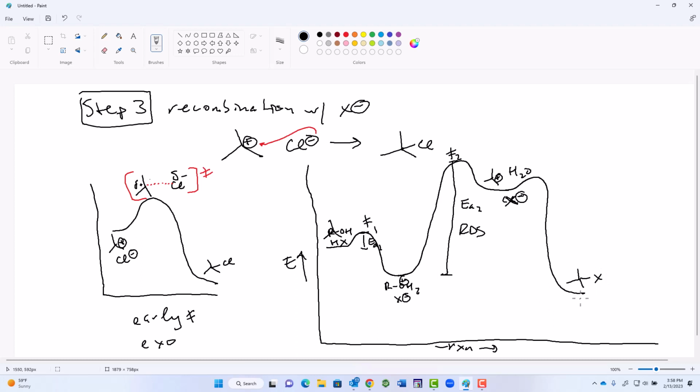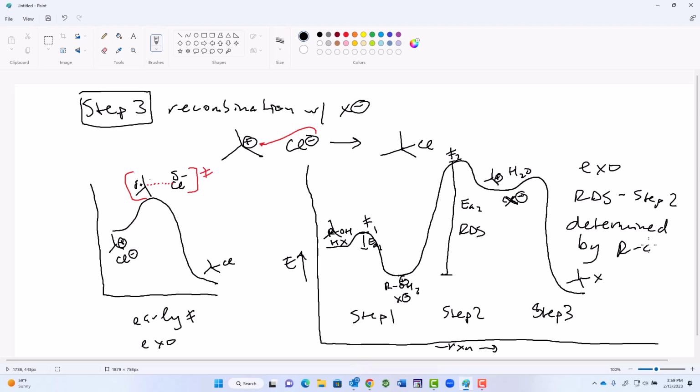Overall, this reaction is generally exothermic if it's favorable, and this is encouraged by heating the reaction quite a bit. So this would be the overall. Again, we have step 1, step 2, and step 3. So overall, it's exothermic. The rate determining step is step 2, and it's determined by the structure of the alcohol, whether it's secondary or tertiary.